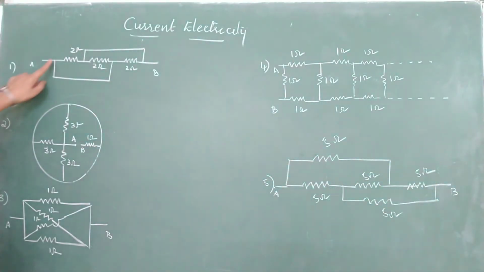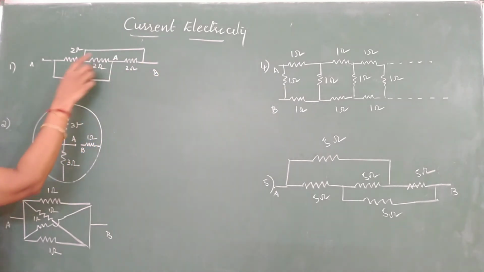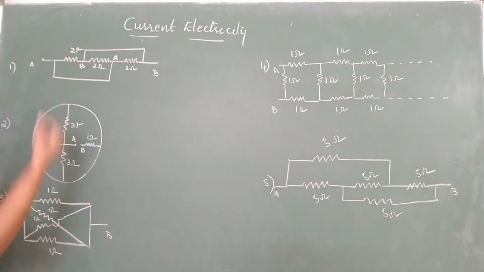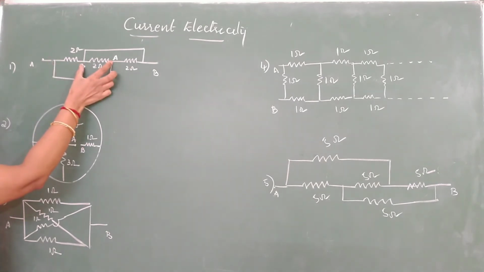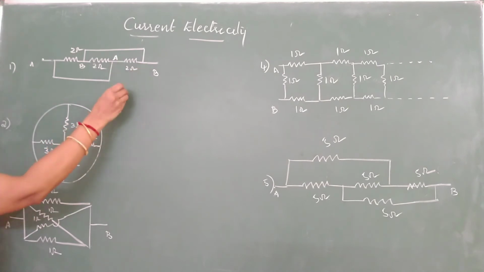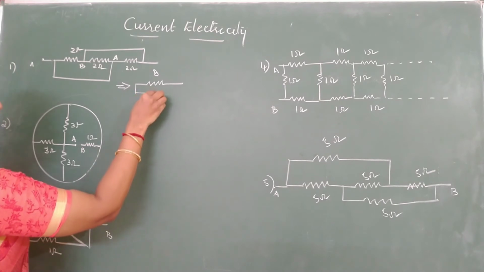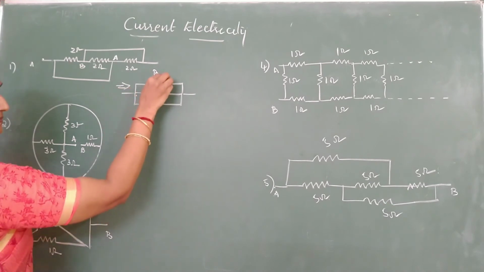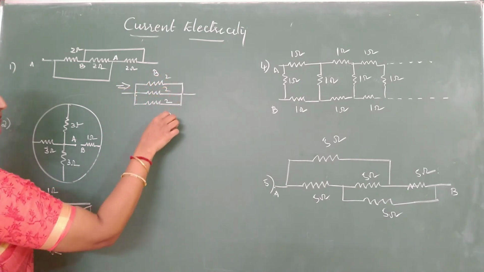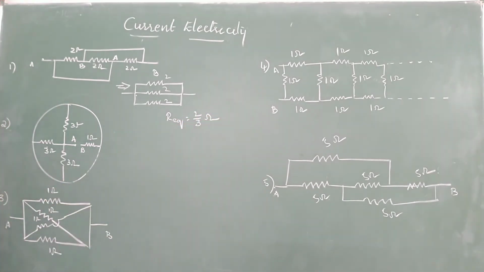So when you have metal wires connected, what is the method? If this terminal is A and this end is B, go along the wire. This is also at the same potential, B. The first resistor is between A and B, the second also between A and B, the third is also between A and B. What is this equivalent to? Three 2-ohm resistors connected in parallel. The answer will be 2 by 3 ohms.